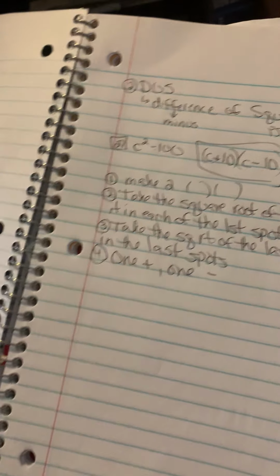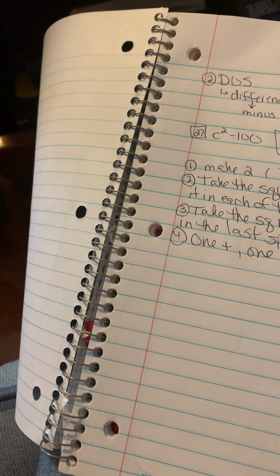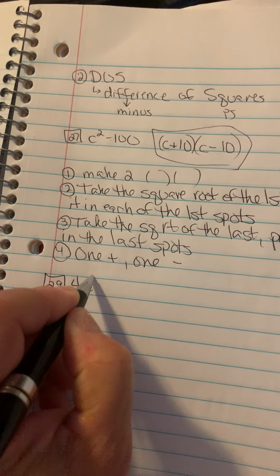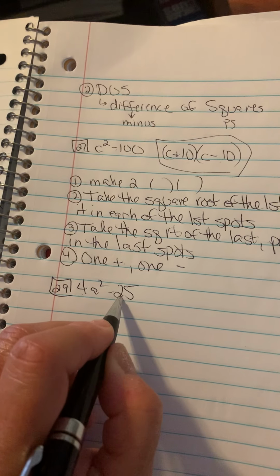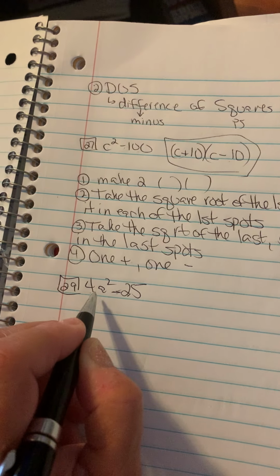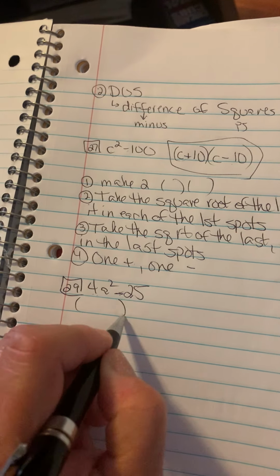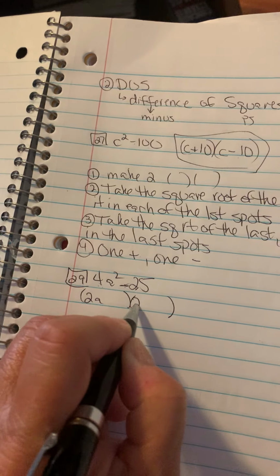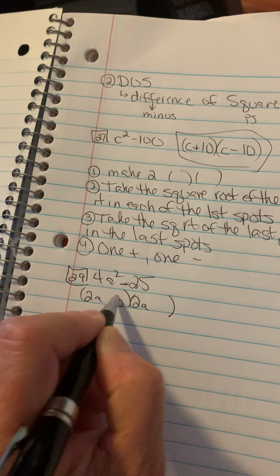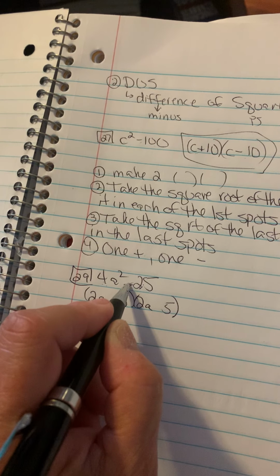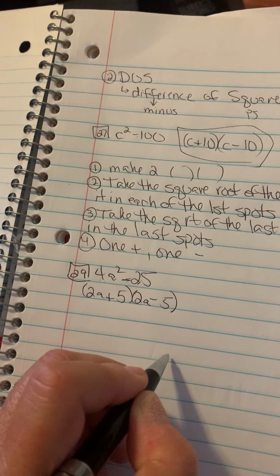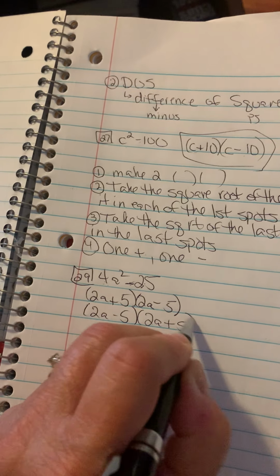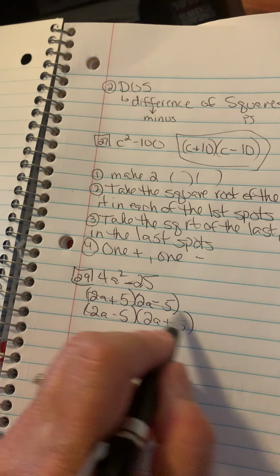Okay? So I'm going to go to number 29, 4a squared minus 25. Two terms. It's the difference of two perfect squares. So I'm making two parentheses. 4a squared is 2a times itself. 25 is 5 times itself. Since it's no middle term, 1 plus, 1 minus. Of course, you could have the minus first and the plus second. It doesn't matter. But that's your answer.